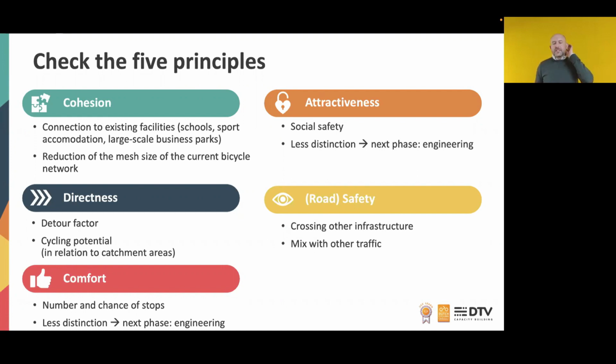Comfort, the number of chances of stops was put over there. In attractiveness, an important role was social safety, especially the routes being interurban and going through perhaps some quieter and darker areas, especially at night. So that was an important part there. And road safety was an important element: the number of crossings with other infrastructures, and where can you mix with the traffic and where should this be avoided.